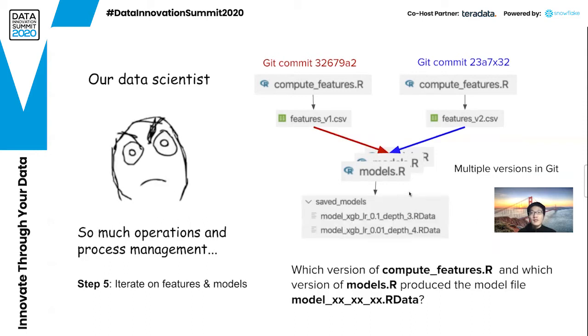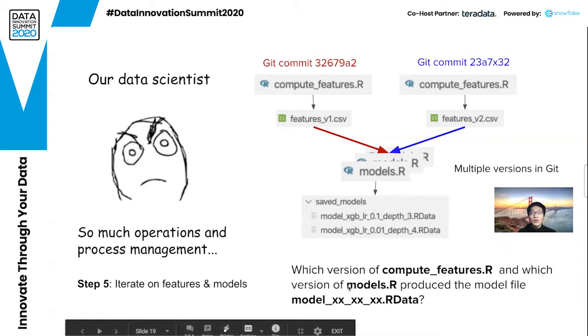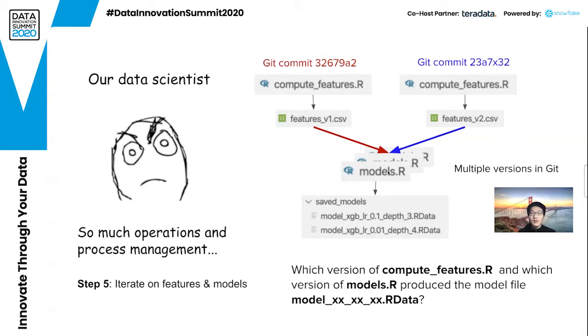Now we have saved a few models locally. When we look at a single model file, how do we know which version of the compute features script and which version of the model script actually produced this model file? So now we need some kind of spreadsheet to keep track of the experiments and manage the operations. This is very error-prone and time-consuming as well.